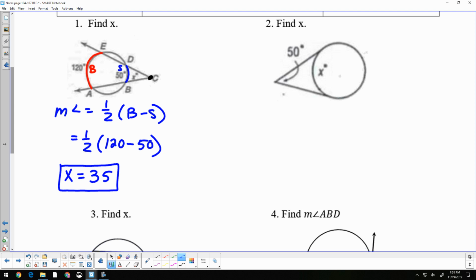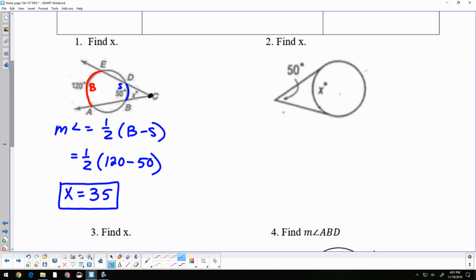Okay, number 2 is a little bit more complicated. So one thing is we have a big arc around the outside, and we have this small arc, which is our x here. Okay, so this is our small, that's our big. Problem is we don't have anything for the big arc. But if you look together, the big and small form a whole circle. So if I knew what the small one was, I could find the big one by taking 360 and subtracting it. So I'm going to make my big arc 360 minus x.